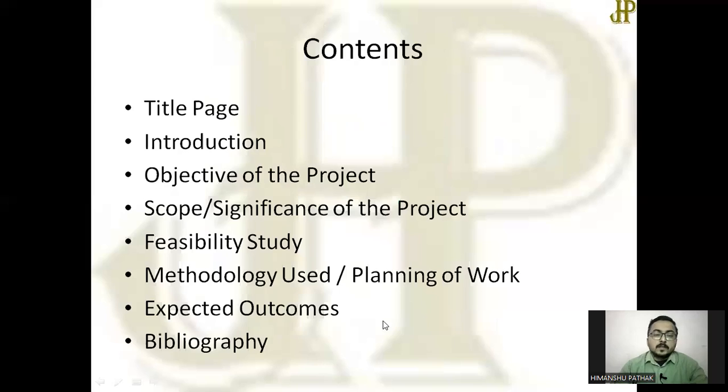So the contents are title page, introduction, objective of the project, scope and significance of the project, feasibility study, methodology used or planning of work, expected outcomes and bibliography. So in any project synopsis, these main points should be included. Now I am going to cover all these topics one by one.